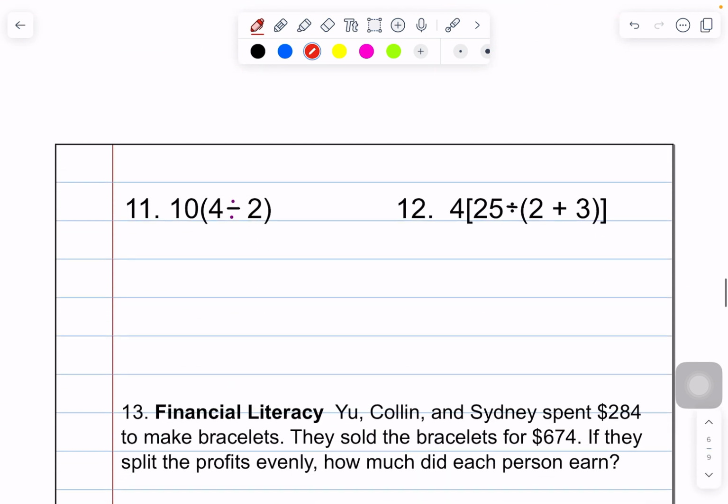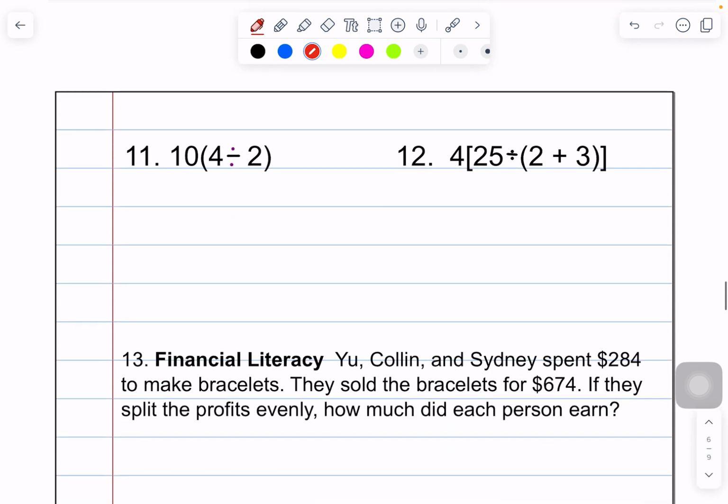All right, going on to number 11. I have parentheses, so I'm going to start with what's in parentheses, which is division, and 4 divided by 2 is 2, and now I do 10 times 2, which is 20.